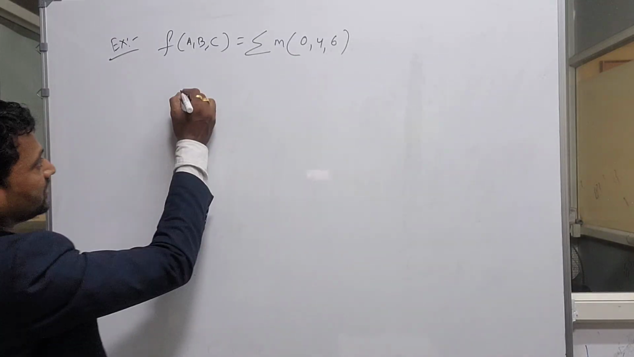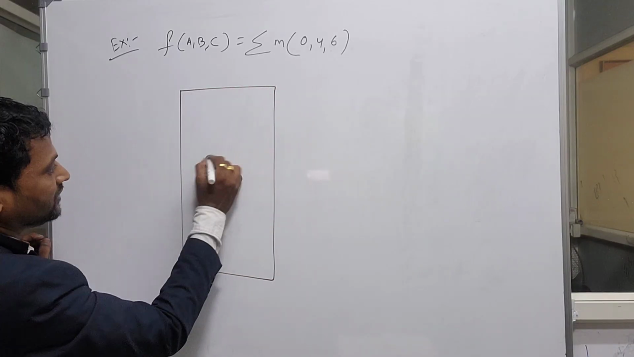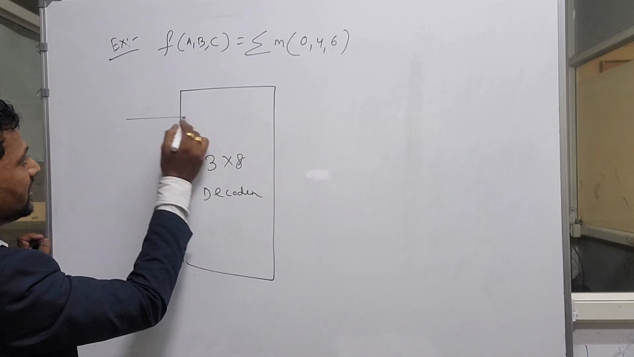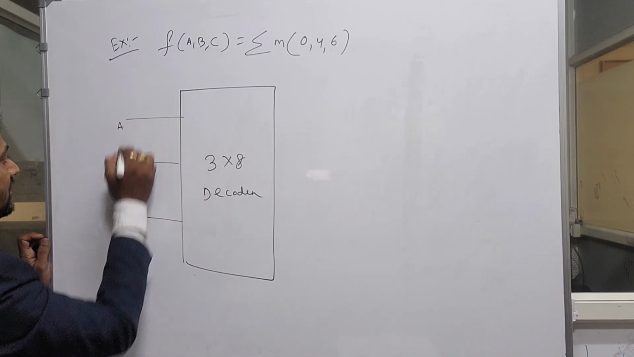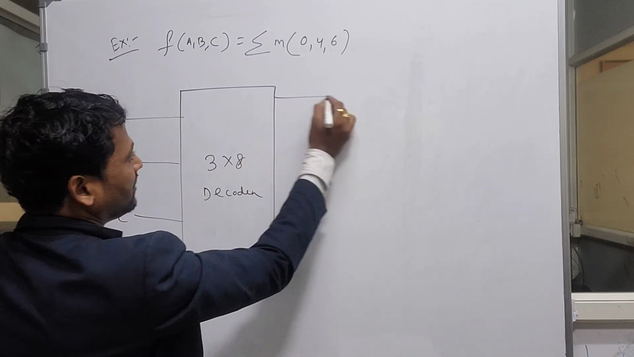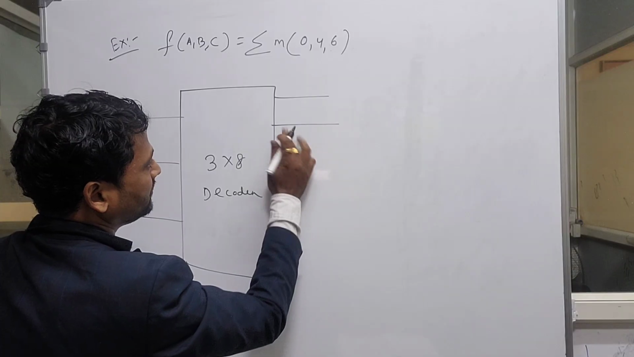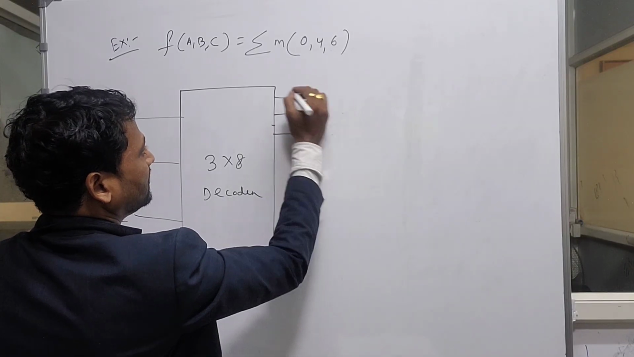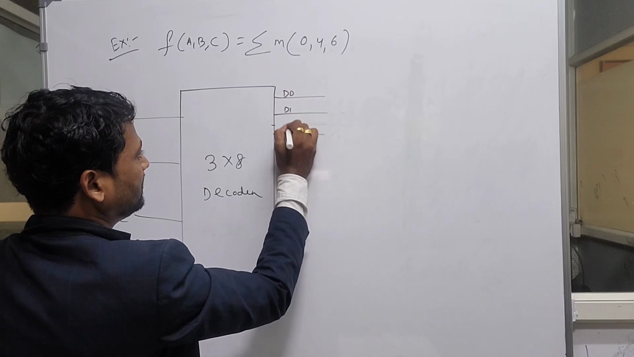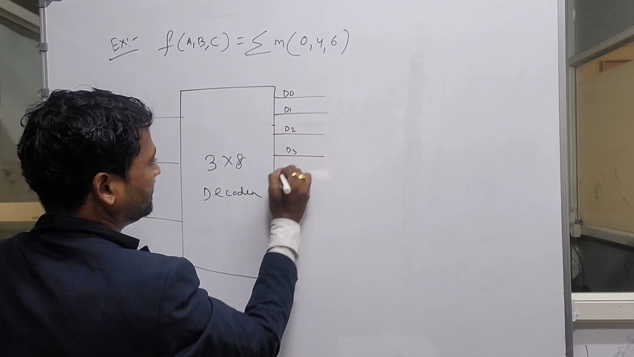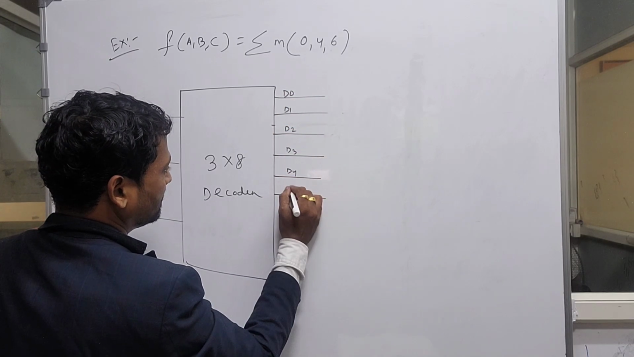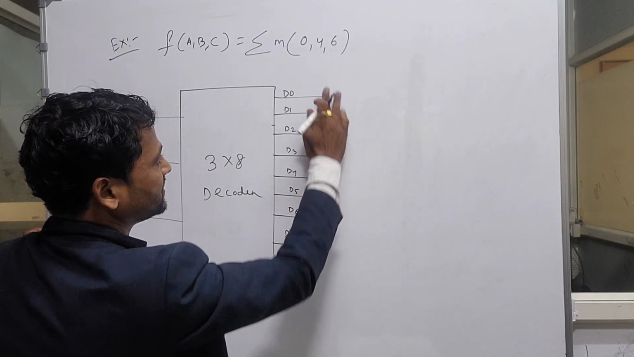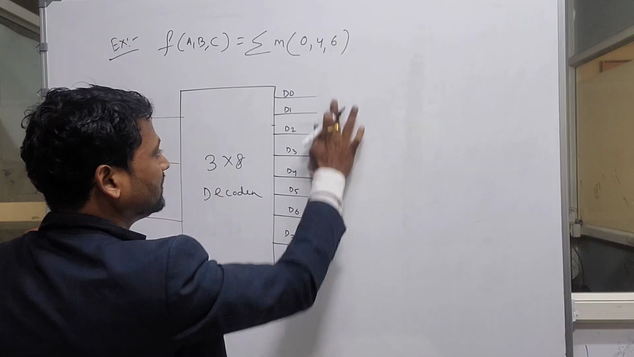As I said already, I have explained the 3 into 8 decoder circuit. This is the 3 into 8 decoder circuit. So how many inputs does it have? It has 3 inputs like A, B and C. What are the outputs? How many outputs are there? 8 outputs, like your D0, D1, D2, D3, D4, D5, D6 and D7. These are the outputs.